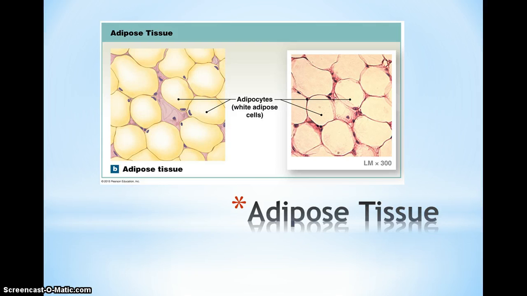Our second connective tissue proper is adipose tissue. This is a special type of tissue that provides padding and insulation as well as an energy reserve. Notice that there is very little matrix between the cells here. It is populated by cells that are called adipocytes, however you prefer to pronounce it. This is where all the triglycerides, all the fat that your body stores, is located.